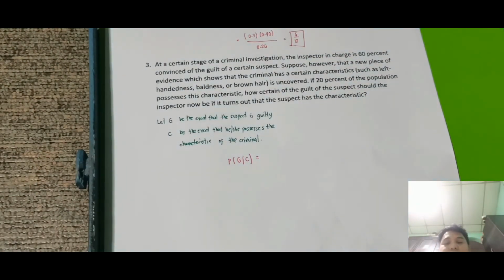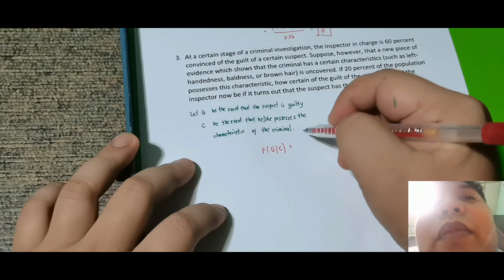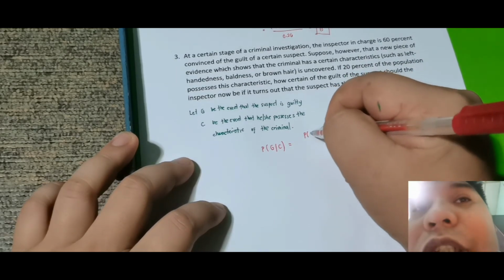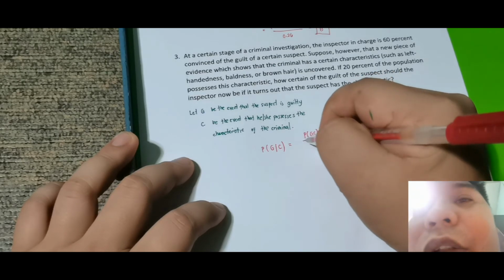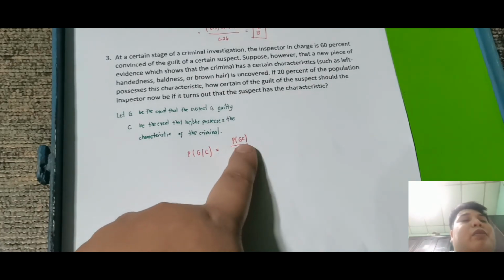Okay, so now proceed tayo dito sa computation. Mamaya ko nalagay yung mga given na nakuha natin dyan. So by conditional probability, this is probability of GC over probability of C. Now, ang gagawin ko is yung probability of GC, since hindi ko alam yung intersection.